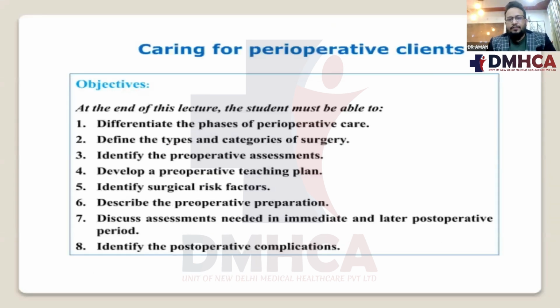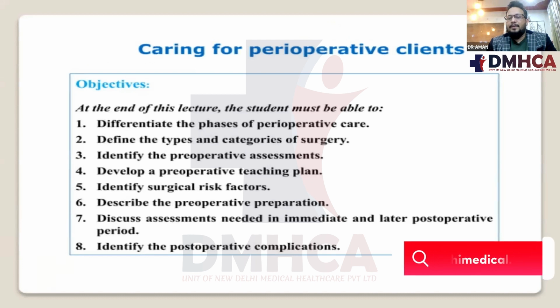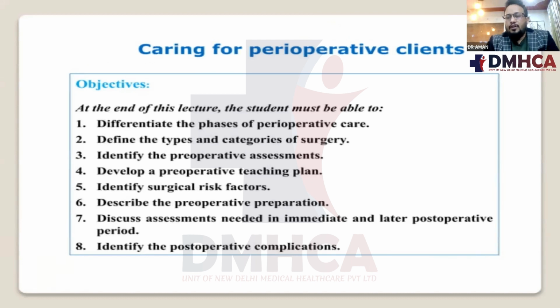So we have the objectives here. At the end of this lecture, the student should be able to differentiate between the phases of perioperative care, define the types and categories of surgery, identify the preoperative assessment, develop a preoperative teaching plan, identify surgical risk factors, describe the preoperative preparation, discuss assessment needed in the immediate and later post-operative period, and identify the post-operative complications.